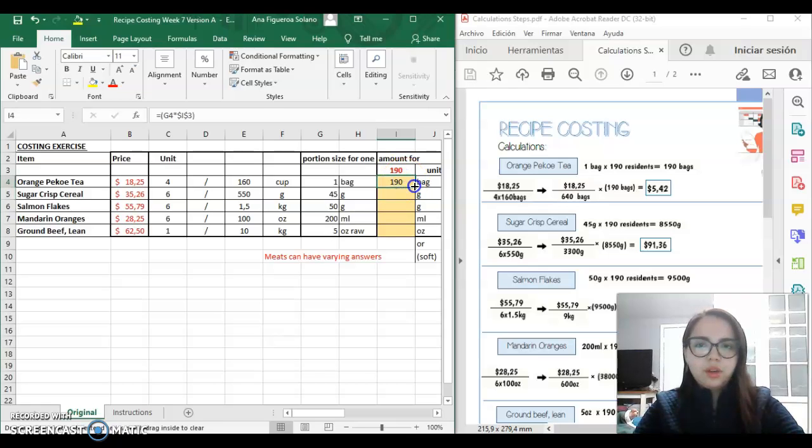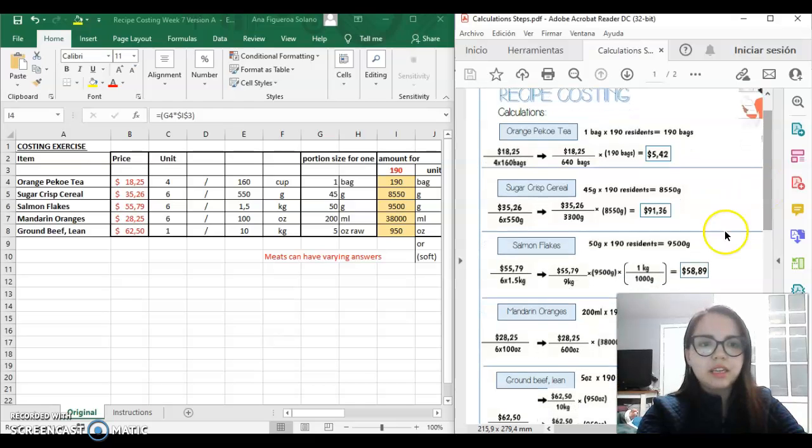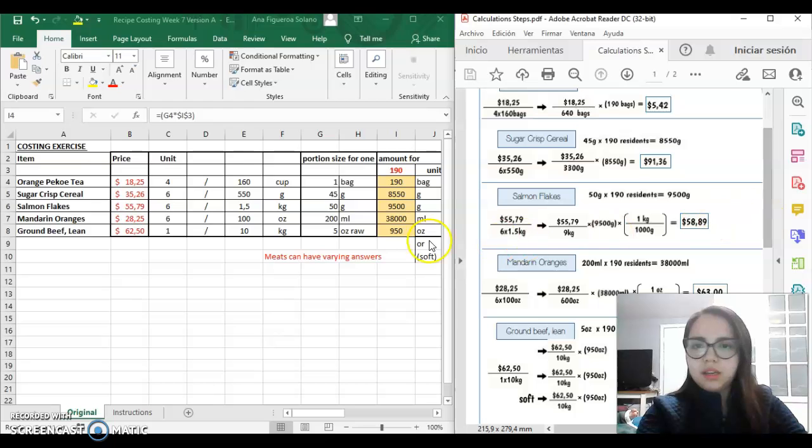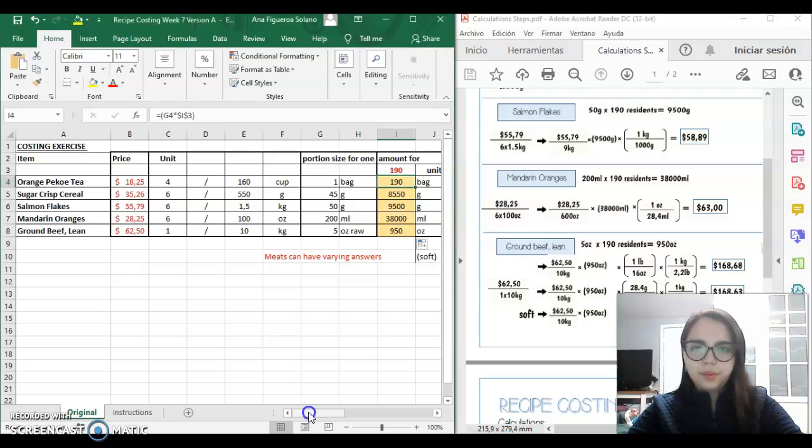And then we can do autofill. After we have this, we can compare with the handwritten calculations. So we have 190 for orange pico tea, sugar crisp, it's going to be 8550 grams, salmon flakes 9500 grams, Mandarin Oranges 38,000 milliliters, and for the ground beef we have 950 ounces. So the first part is done.